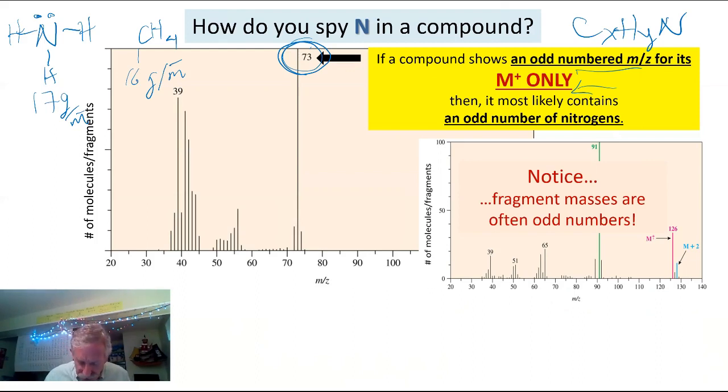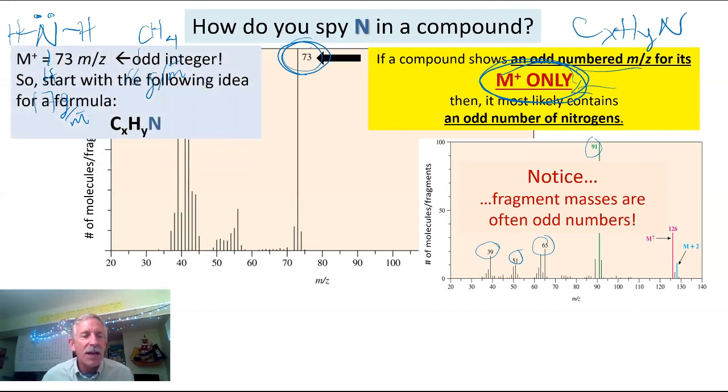Notice from the last one, there's lots of odd masses for fragments because these are little pieces of molecules. So an odd massed fragment does not mean nitrogen. It is only for the M+. Okay? And therefore, if it's only for the M+ and this has a 73 for its molecular weight, start with this idea of CxHyN.